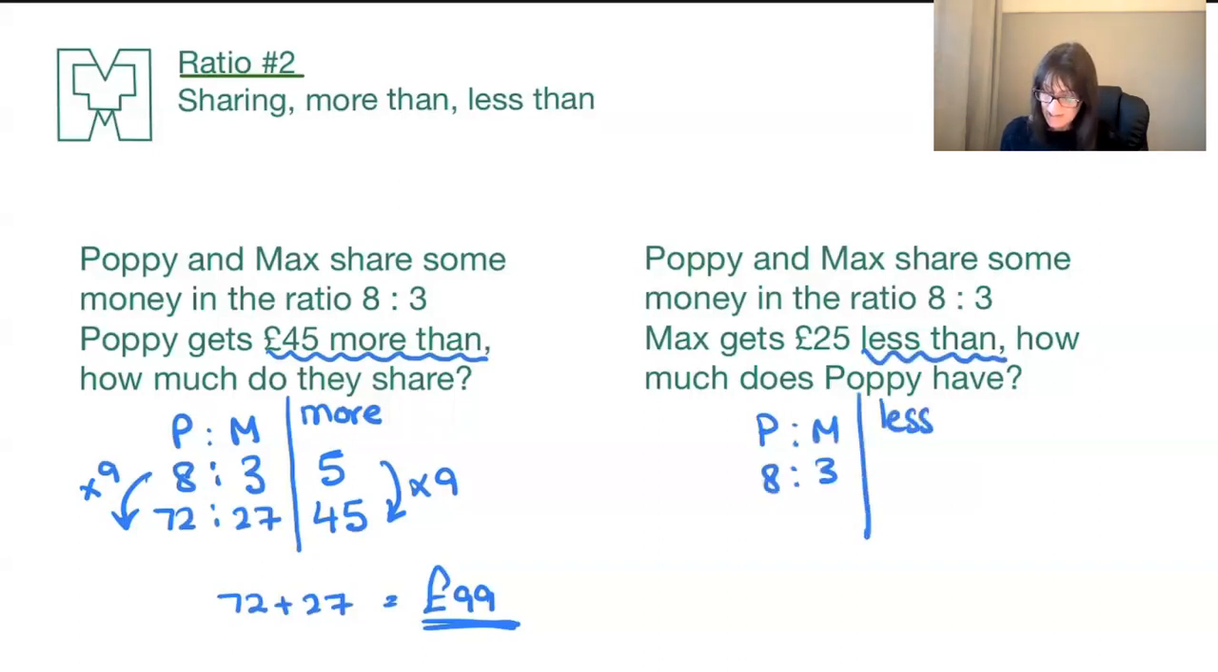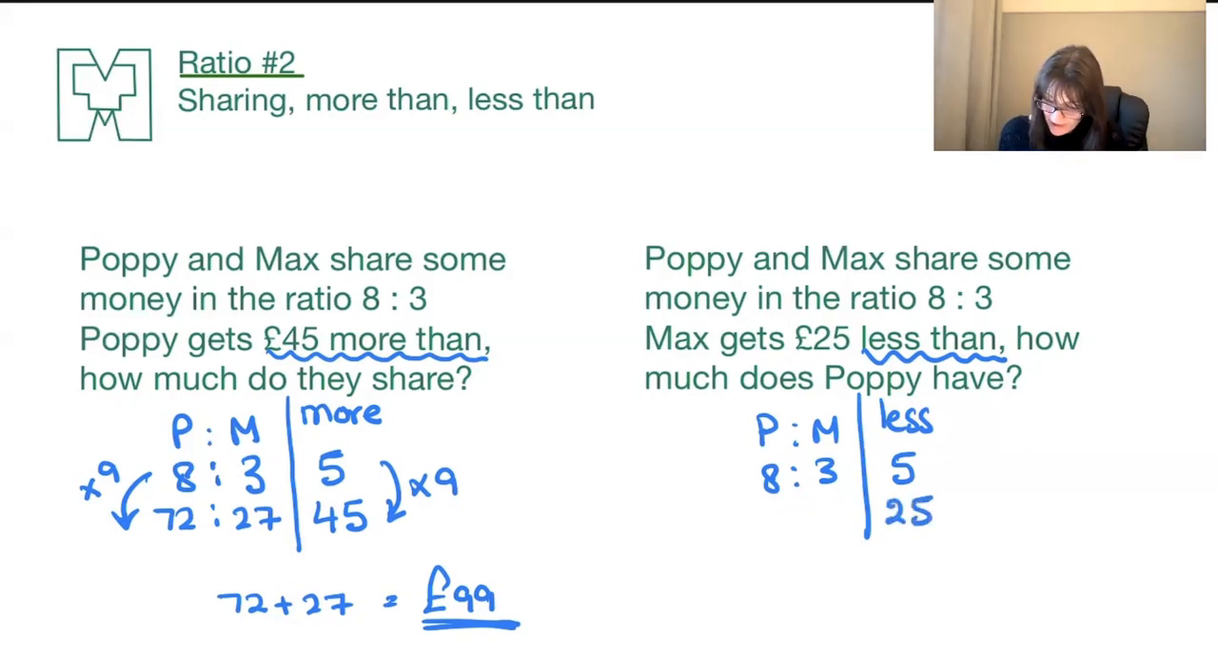And then again, just think, how much less? How much less does he actually get? He gets 5 less. Poppy gets 5 more. Max gets 5 less. These questions are always the difference in the ratio. So a total question is add those ratios. A more than or a less than, it's the difference, is take those ratios. We'll finish this off because it's slightly different.